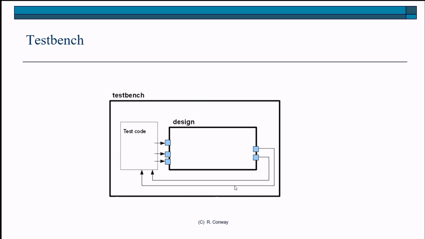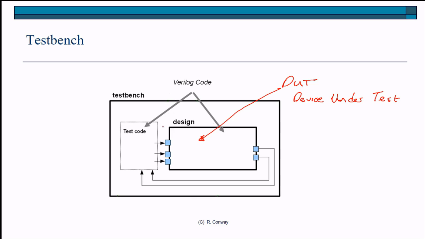The design undergoing testing is often referred to as the device under test, or DUT. So DUT is short for device under test. The test code drives values onto the input ports of the design being tested and monitors the outputs of the design also. And as noted, we use Verilog code for the test part and for modeling our design.